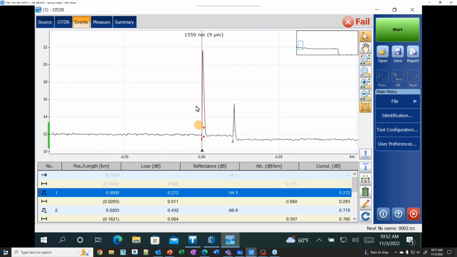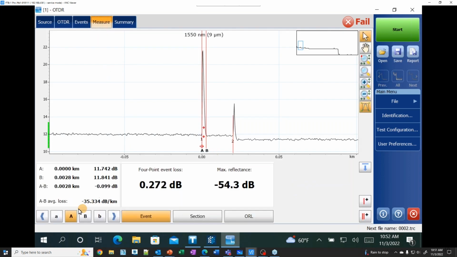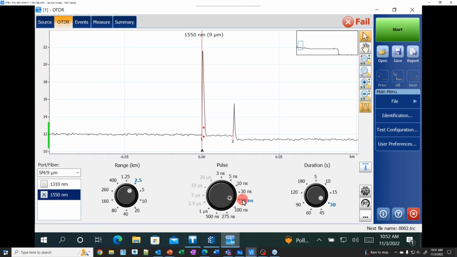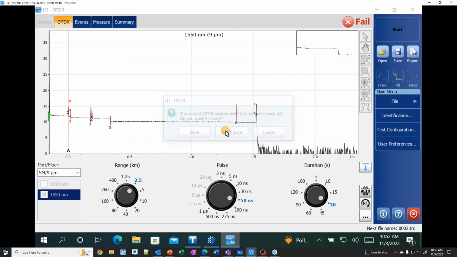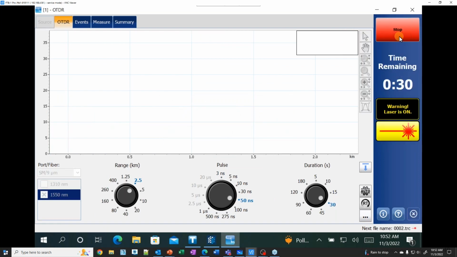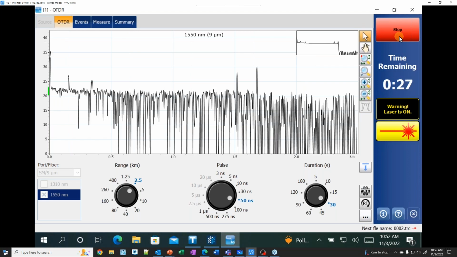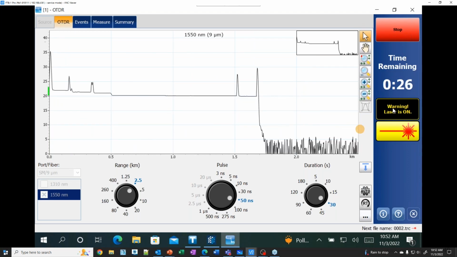I'll zoom into it. This is the end of my launch cable. I highlight. If I go to measure, there's my dead zone. I have 2.8 meters of dead zone, which is very, very low. But if I increase my pulse width to, say, 50 nanoseconds and retest this, see, nice and flat. Now I'm just wasting time after this. I'm going to stop it.